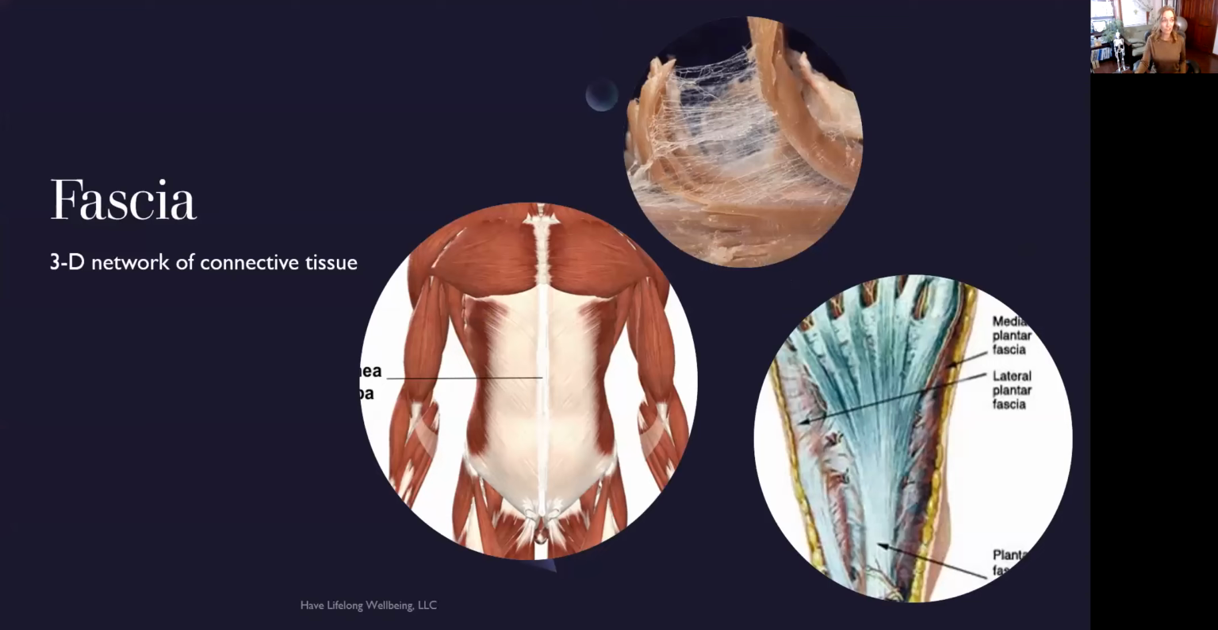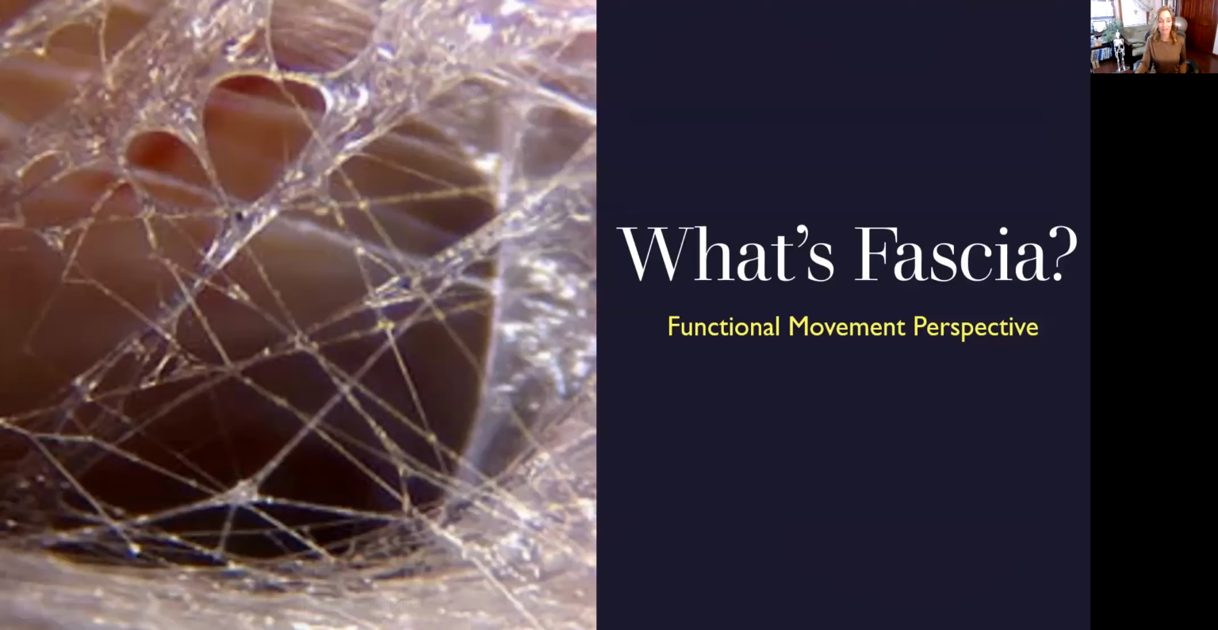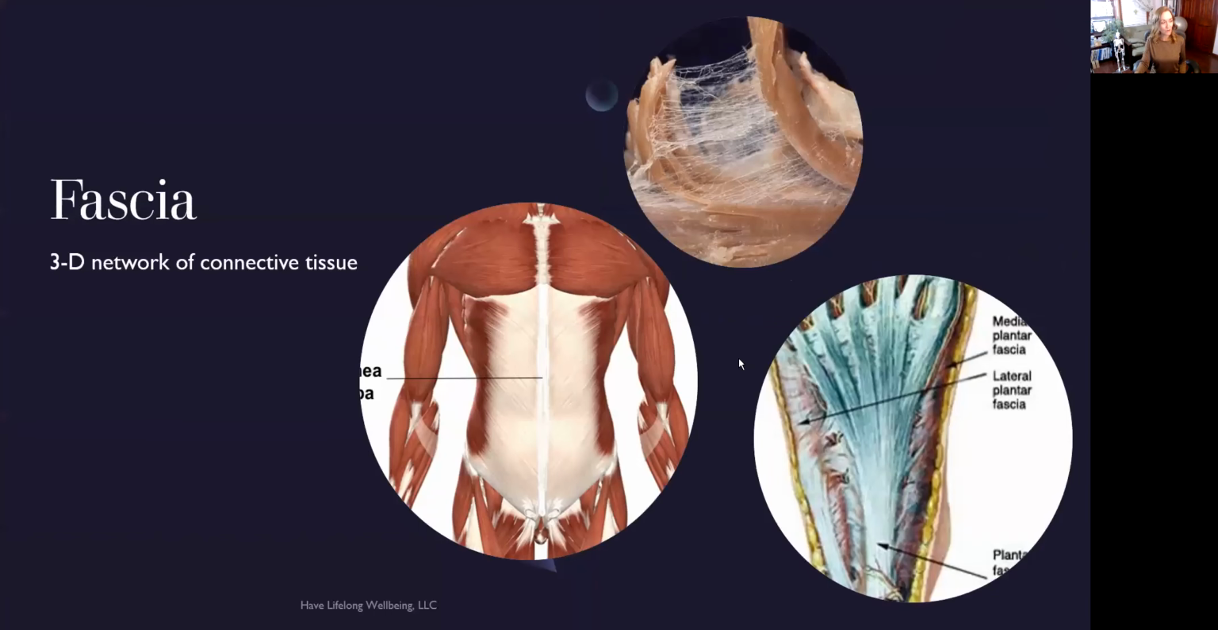So I wanted you to see fascia is a 3D network. It is connective tissue. If you remember, once upon a time, we talked about connective tissue. There's different kinds. I really kind of stuck with the one, that dense connective tissue, but there are all different kinds of connective tissue. Even your blood is considered a connective tissue, but we're talking specifically right now about fascia. And so it is a 3D network of connective tissue, and this is the abdominal aponeurosis. You remember in the back, we had the thoracolumbar fascia.